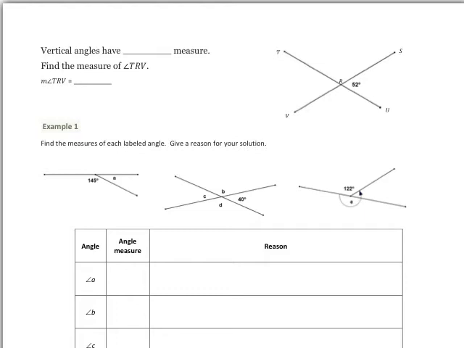So vertical angles have equal measure. We'll also say later that vertical angles are congruent, but we're talking about measurements today, so we'll say equal measure. And we want to find the measure of angle TRV. Well, there's really no math to do. Since vertical angles have equal measure, the measure of angle TRV is 52 degrees.